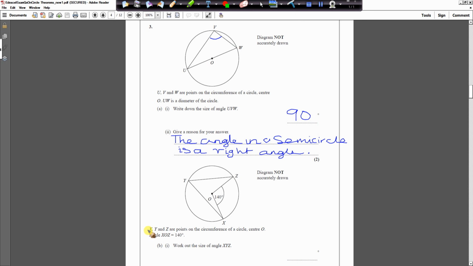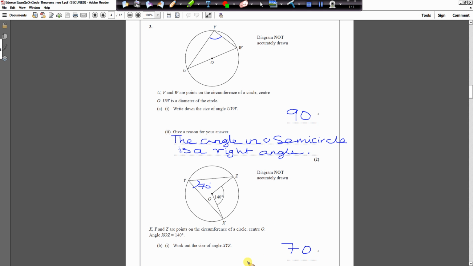The next question says X, Y, and Z are points on the circumference of a circle, center O. Angle XOZ, which is this one here, is 140. Work out the size of angle XYZ. XYZ is this one here. So we know that that angle is equal to 70 degrees. So we write down 70 degrees.